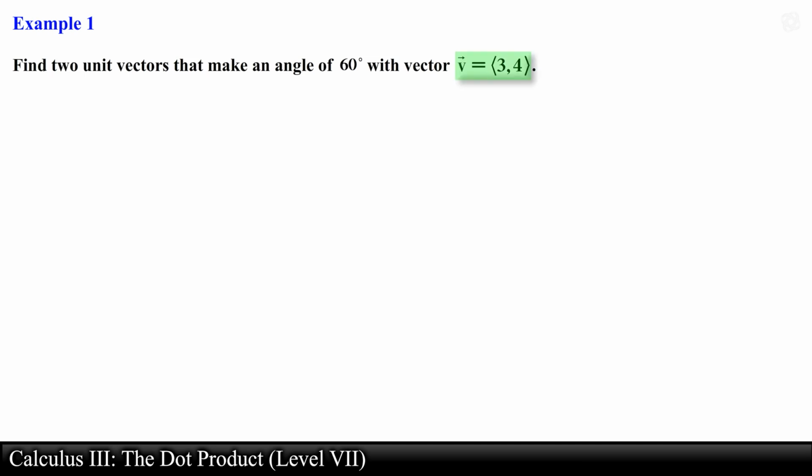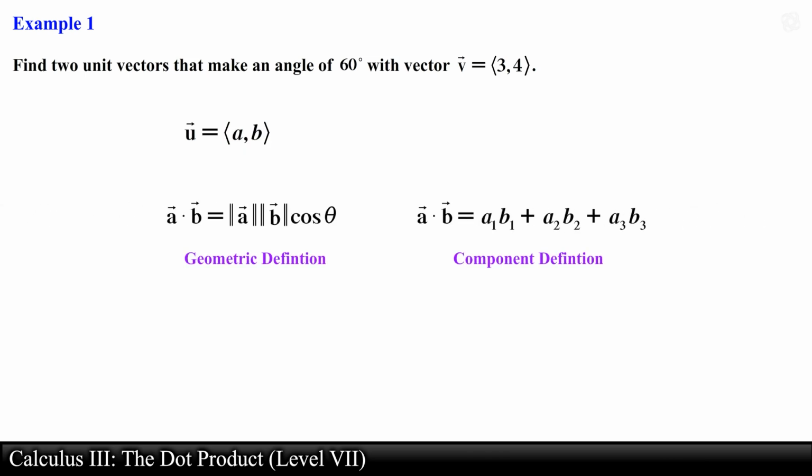Alright, here we are given a planar vector, and we are asked to find 2 unit vectors that make an angle of 60 degrees with a given vector. Let's first represent the unit vector u in component form by assigning the variables a and b for the x and y components, respectively. Now we need to set up various relations between the vectors in order to find the components of the unit vector u.